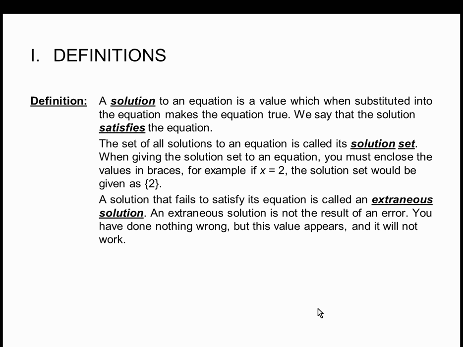A solution that fails to satisfy its equation is called an extraneous solution. An extraneous solution is not the result of an error. You have done nothing wrong, but this value appears and it will not work. Later on we'll have certain types of equations in which you must in fact check your solution to see if it really does work. Whenever that happens, I'll let you know what's the clue that you're supposed to check and what's the clue that lets you know it's an extraneous solution as opposed to an error, because after all, a mistake is not going to work either.